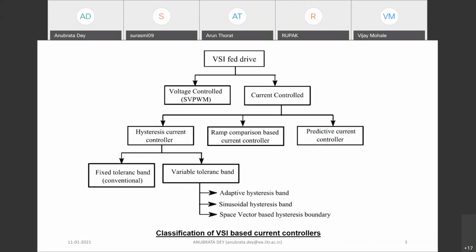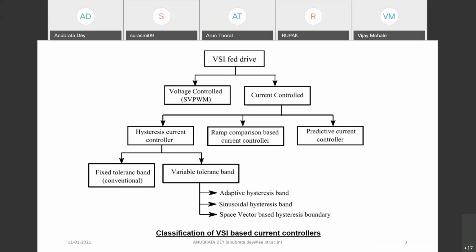If we try to categorize them, basically starting with the VSI fed drive. It's not only drive; it can be a grid connected system also, but I am writing in terms of drive here. So that can be of two types: either voltage control or current control. In voltage control, space vector PWM control is very popular nowadays. And current control is also a voltage source inverter, but in that voltage source inverter, your reference is current. That is what we saw in the last slide.